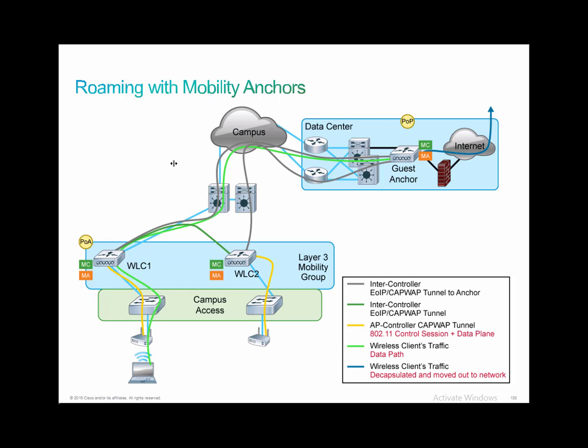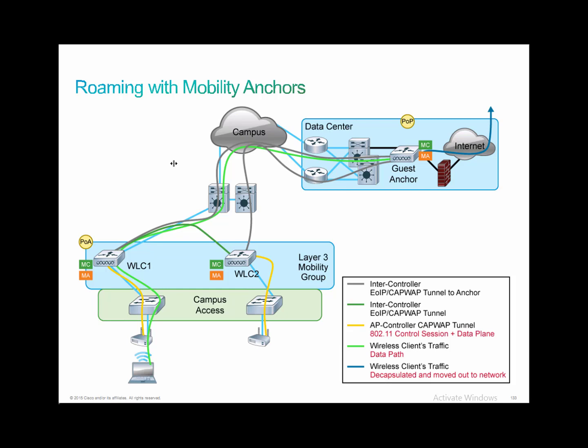All right. So let's say a wireless client associates to the AP on controller 1 on the left on the guest SSID. The guest's point of attachment will be controller 1 where they associated. Controller 1, because of this auto anchor configuration, is going to point that client's traffic to the guest anchor for the guest SSID.